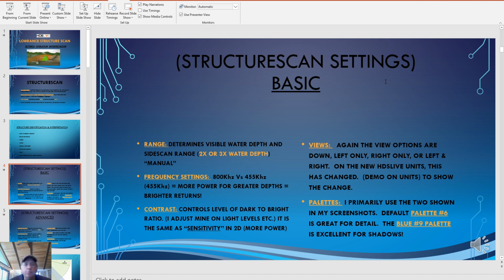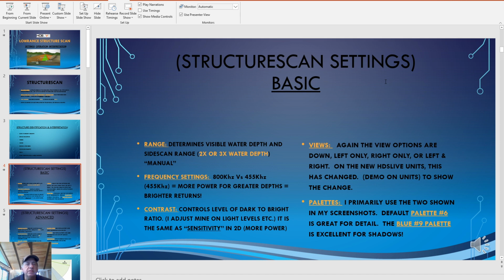Frequency settings, I briefly mentioned already. 800 kilohertz versus 455 kilohertz. 455 kilohertz, the lower frequency, puts more power into the water through your transducer. It's for greater depths and ranges, and at times you'll see brighter returns if you choose that frequency.